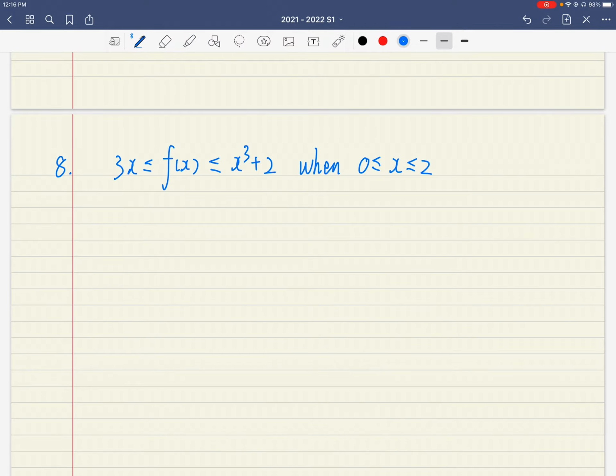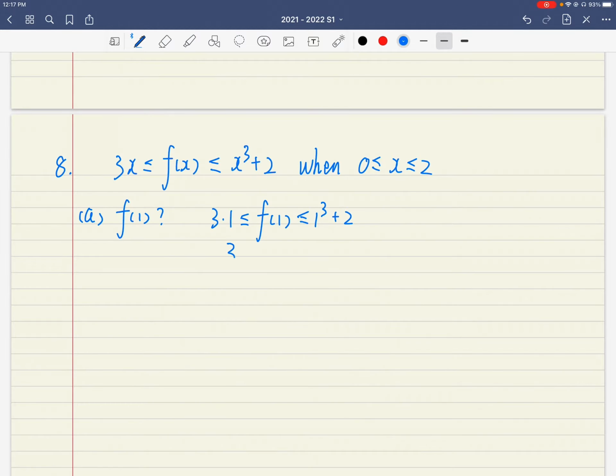When x is greater than 2 or x is negative, we don't know if this still holds. But as long as x is between 0 and 2, this is correct. So first question, what is f(1)? Now x is 1, so you can just substitute 1 in. So 3 times 1 is smaller or equal to f(1), which is smaller or equal to 1 cubed plus 2.